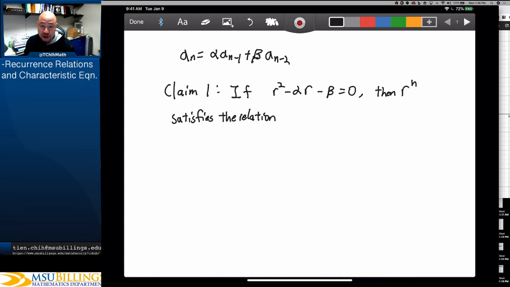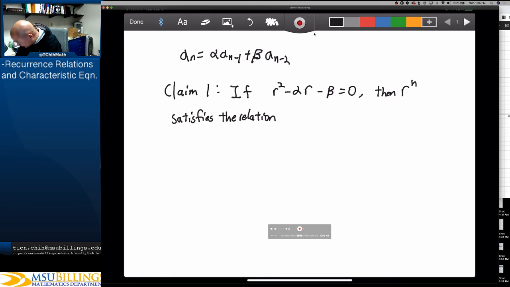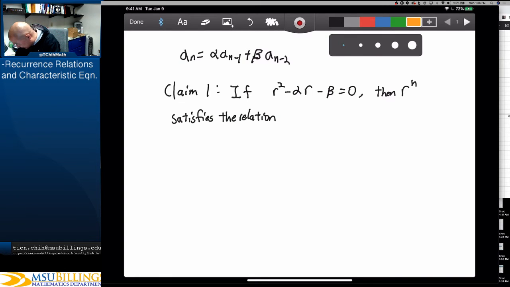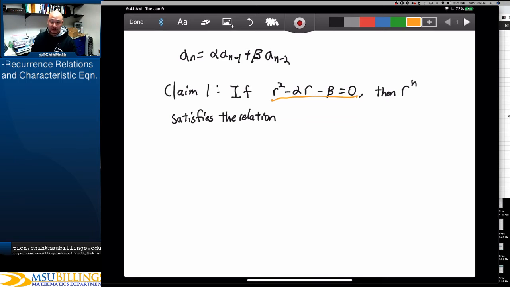So we're just going to take two steps back, and we're going to let a sub n be defined to be alpha a sub n minus 1 plus beta a sub n minus 2. And the characteristic equation is, as we can see, this thing here. That's what we call the characteristic equation. We take the recursive sequence: r squared minus alpha r minus beta is equal to 0.